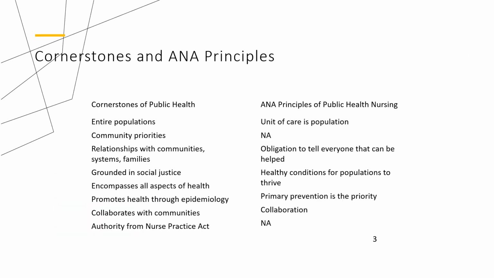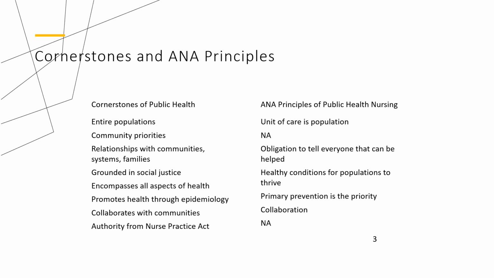This slide is a table or a comparison. On the left-hand side are the cornerstones of public health nursing, and this is compared against the American Nursing Association's principles of public health nursing practice. The cornerstone of public health nursing is that it focuses on entire populations, and for ANA, the client or unit of care is the population. A cornerstone of public health nursing is that it reflects community and priority needs. And with American Nursing Association, the primary obligation is to achieve the greatest good for the greatest number of people or the population as a whole.